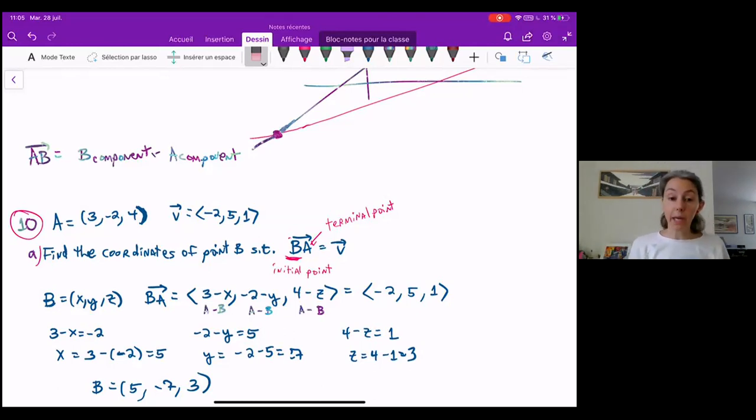No. AB would be B minus A. So BA is A minus B. So if I wanted to solve for AB now, it would actually be 2, negative 5, negative 1. So it would be the value flipped. And some of you have messed this up. You've done initial point minus terminal, but it's always terminal minus initial.